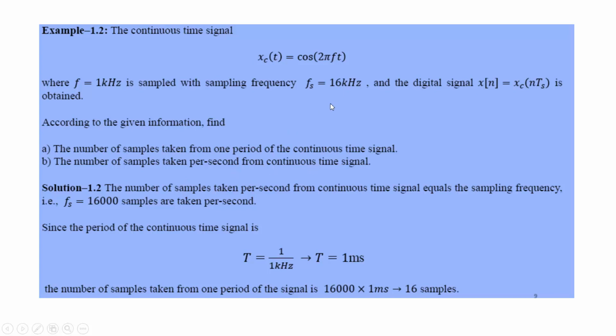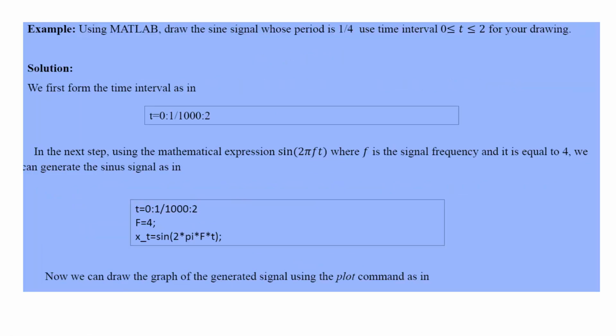Whatever we have covered previously is basic information related to the sampling process. Now let us look at how to code for the sampling operation using MATLAB. So the problem at hand is we have to use MATLAB and draw the sine signal first of all, whose period is 1 by 4, and we have to use a time interval between 0 to 2. These are the time steps for your drawing. So the first thing we need to do is to draw the sine wave with this period.